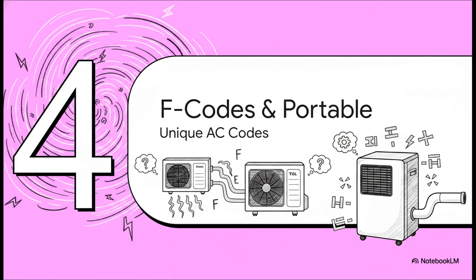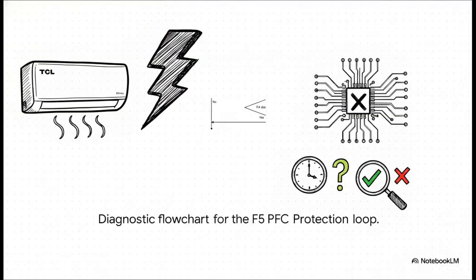Next up, we dive into the complex F codes, which are typically reserved for inverter split systems, as well as the unique codes found exclusively on TCL portable freestanding units. Now, this flowchart is straight out of the service manual for an F5 power factor correction code. It shows exactly how an AC thinks and tests itself. When an F5 is triggered, technicians followed this exact logical loop.